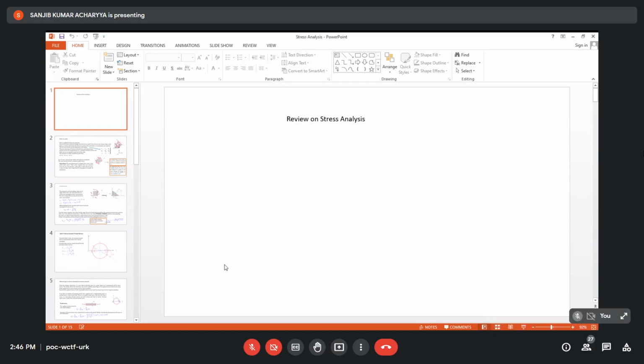And depending on the deformation, strain will be developed. Depending on the strain, stress will be developed. And ultimately, stress multiplied by the area will counter the load. So what we have to study, first of all, we have to know under a given load, depending on the geometry of the component, what type of stress or strain will be developed.